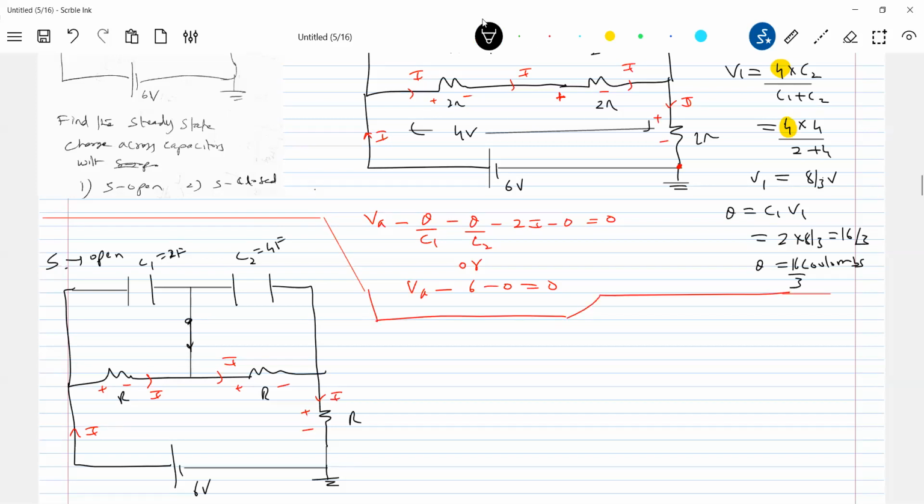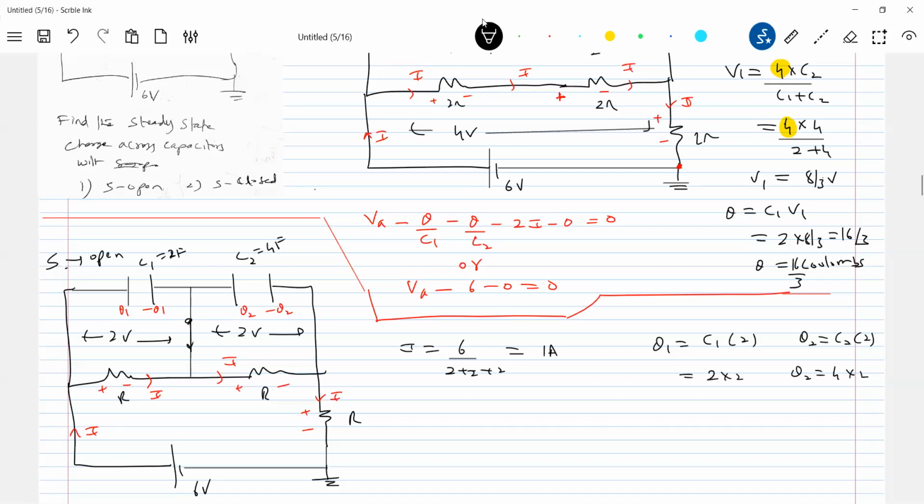So I is equal to how much? It will be equal to 6 by 2 plus 2. 1 ampere. What should be the drop here? The 2 volt, no? This 2 volt will be shared by this. So the charge across them will be different, no? Q1 minus Q1, Q2 minus Q2. So Q1 equals C1 into 2. C1 is 2 into 2. This will be 4 into 2. 4 coulomb, 8 coulombs.